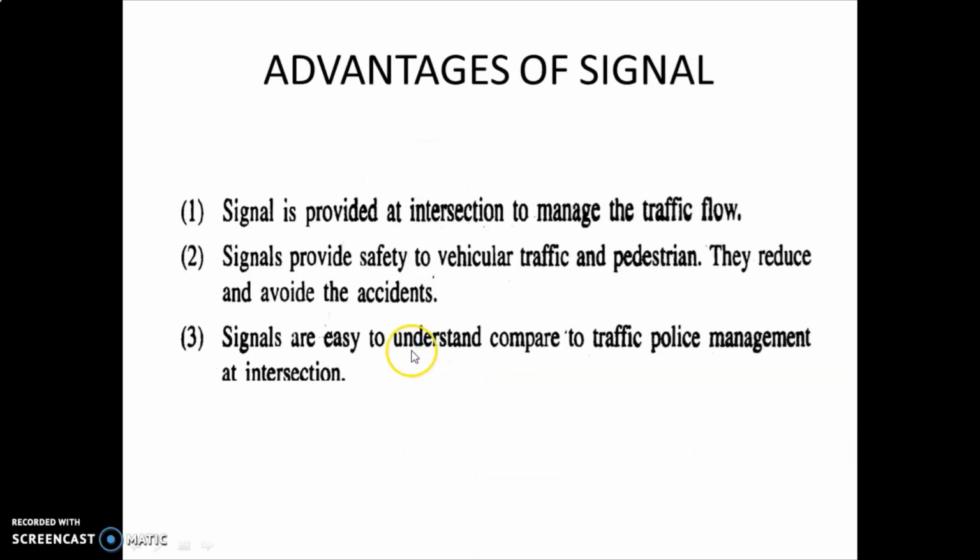Now, what are the advantages of signal? Signal is provided at intersection to manage the traffic flow. This is the first advantage. Second one is signal provides safety to vehicular traffic and pedestrians, and they reduce and avoid accidents. Third one, signals are easy to understand compared to traffic police management at an intersection.